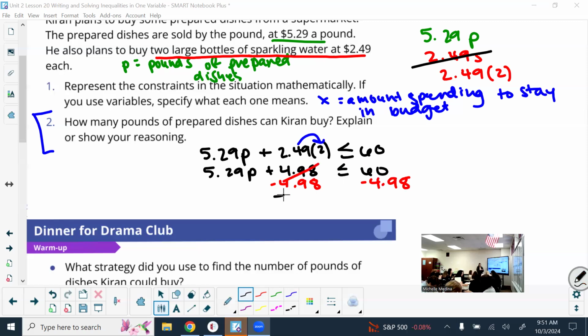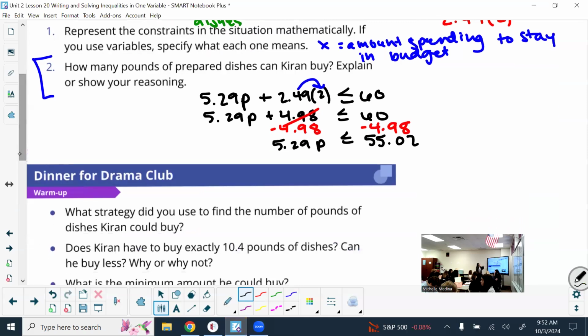We're relating it back to the real world. We already know what they're spending on the sparkling water, so we already have to take that out of our budget. So class, 60 minus 4.98 is 55.02. All right. What we were trying to figure out is how many pounds of prepared dishes he could buy. Knowing that we already spent some money on the sparkling water, this is what we have left in our budget.